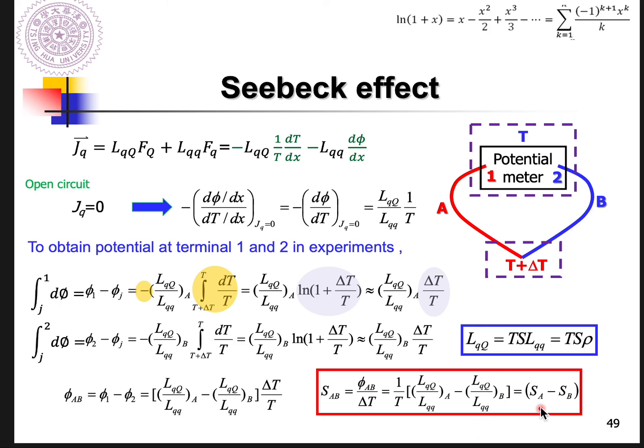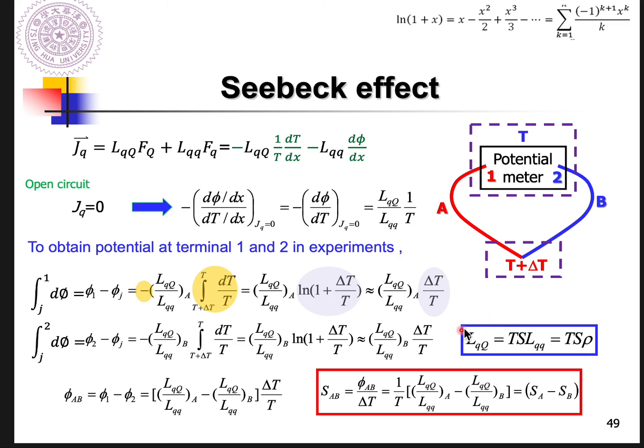So based on this relationship, you can get what? The coupling coefficient L_q equals T times L_q S, and L_q, as we know, equals rho, so it will be T S rho. So now we successfully get the intrinsic material property of this coupling coefficient L_q: it equals the absolute temperature times the Seebeck coefficient of this material times the electrical conductivity of this material. So we can get this.